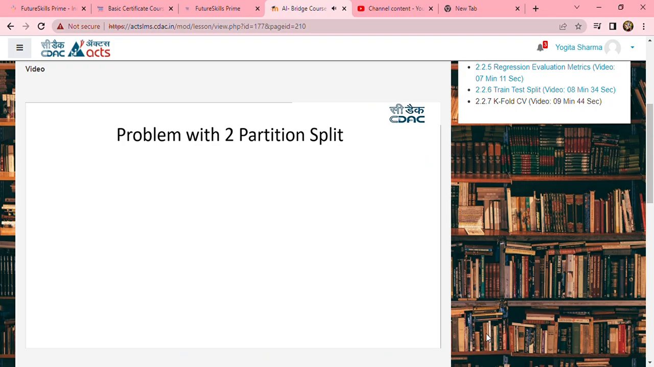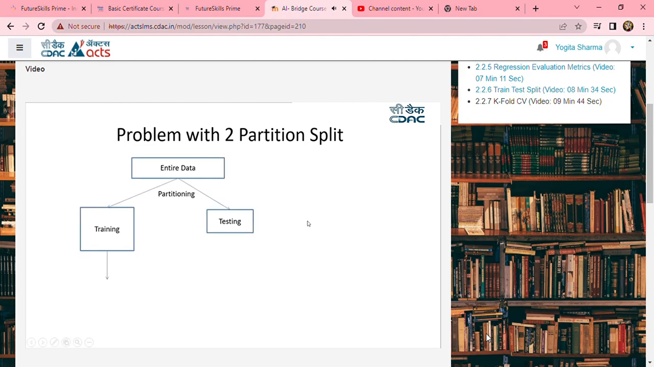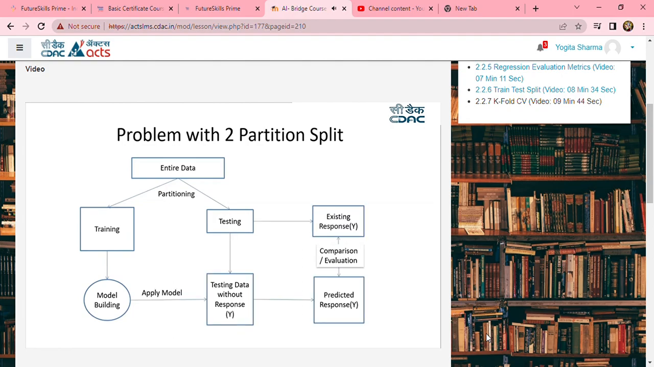Well, before we see k-fold cross-validation, we should first see what is really the problem with two partition split. So in two partition split, we have train test split with model building on the train set and model evaluation on the test set. Now, say that we have 10 observations in the entire data set.